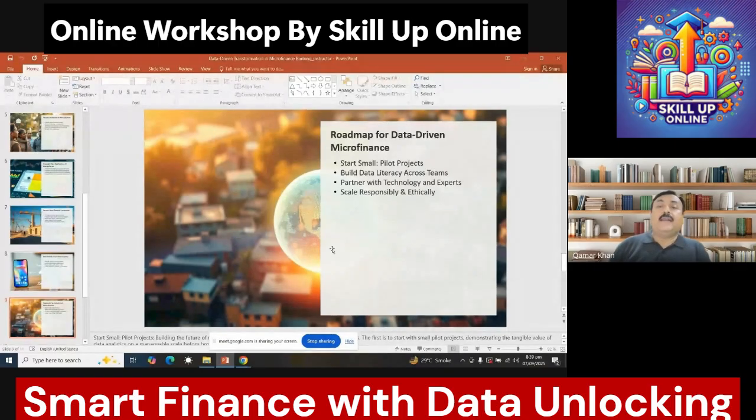The second one is that we can build data literacy across teams. We will have to educate our teams and our staff, especially those working in the field. The third one is that we can partner with technology and experts. There are many companies in the industry offering data transformation software and data collection software, and such software will definitely help us.